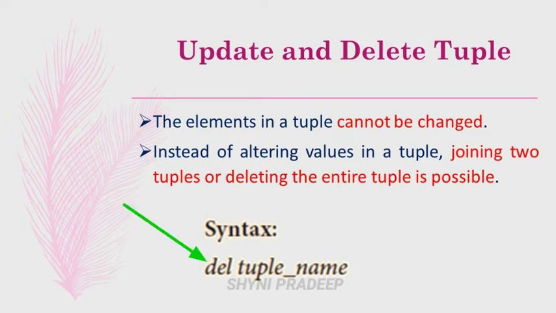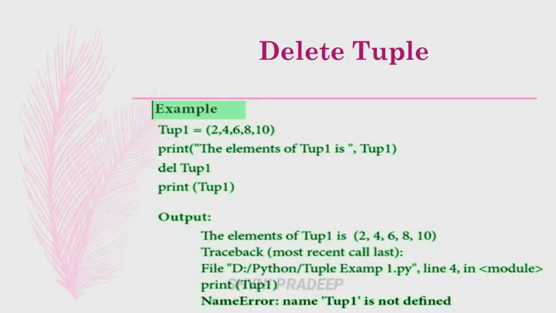So this is the syntax: del tuple name. If you want to delete the entire tuple, you just write del and write the tuple name. See the example to delete a tuple. This is tuple 1: 2, 4, 6, 8, 10. If you want to print the elements of tuple 1, tuple 1 will be printed. And next, if you want to delete this entire tuple, you have to write like this, del tuple 1. This is the tuple name.